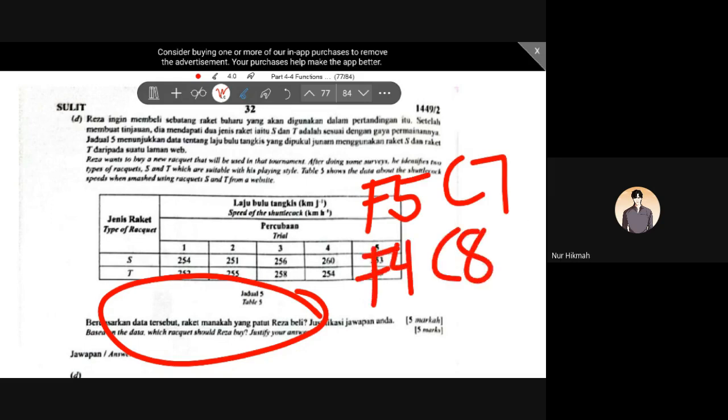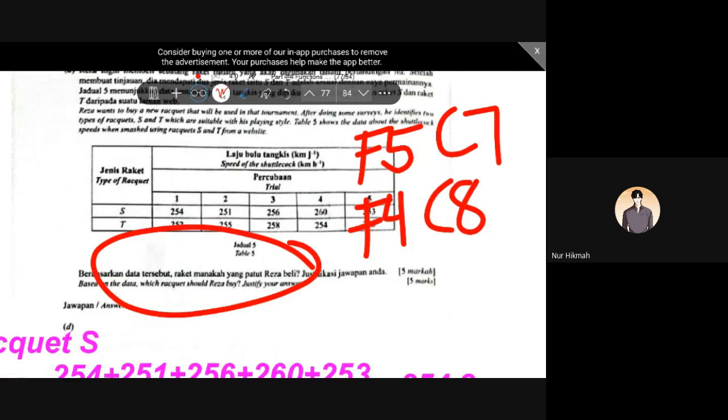Kira mean, kira variance, kira sisihan piawai, variance, standard deviation and mean. Form 4 dah belajar. Maksud kamu boleh tahu kalau kamu form 5. Anyone form 5 ya, kamu akan tahu yang ni dah. Tapi yang form 4 sekarang mungkin tak tahu. Those in form 4 now might not know. Okay, so boleh lihat sikit-sikit lah, tak begitu susah pun.